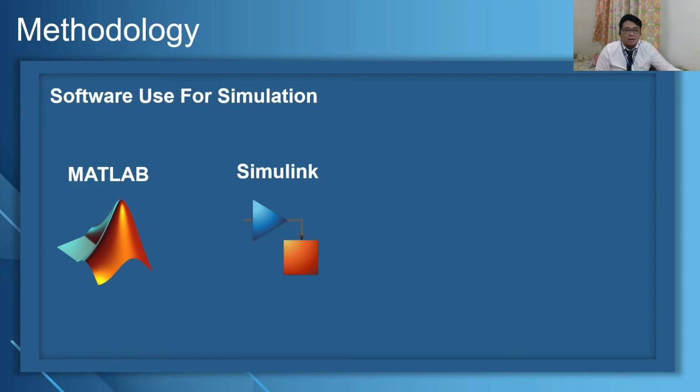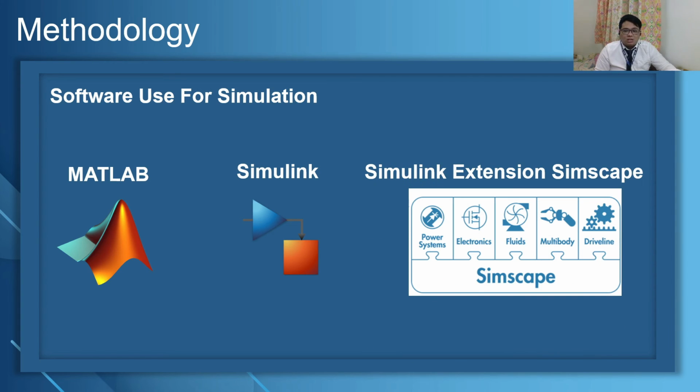Next will be the simulation software used in this project, which is mainly MATLAB and Simulink. MATLAB is a very famous software among students and also researchers, and Simulink is a simulation software based on block diagrams. Lastly, to simulate the circuit of the inverter, an extension needs to be installed into Simulink, which is the Simscape extension. This extension lets the user simulate electronic circuits.